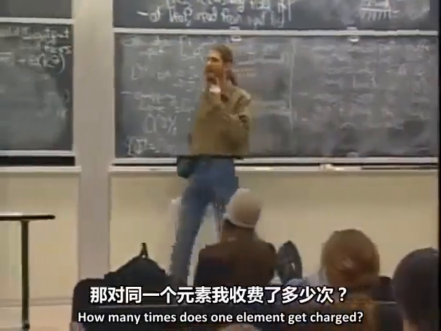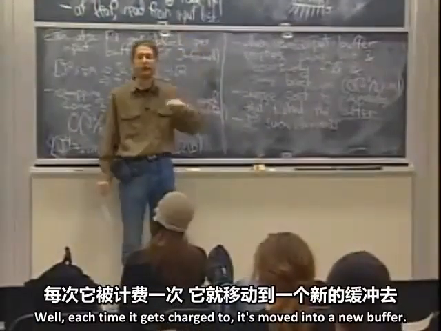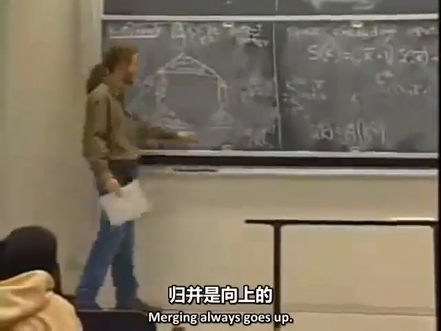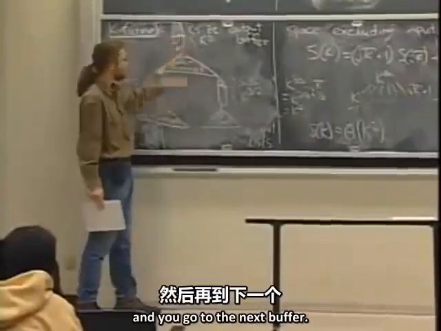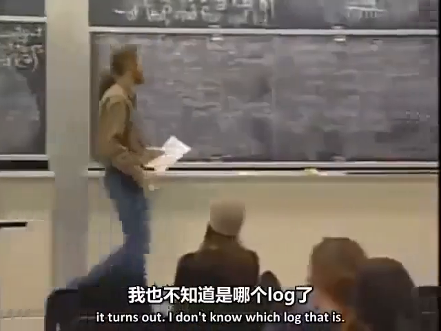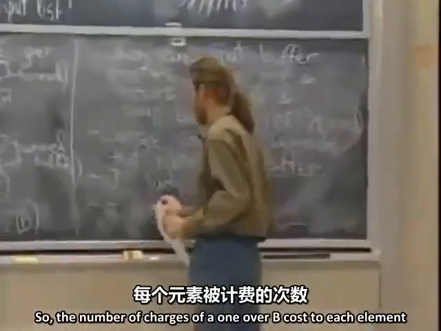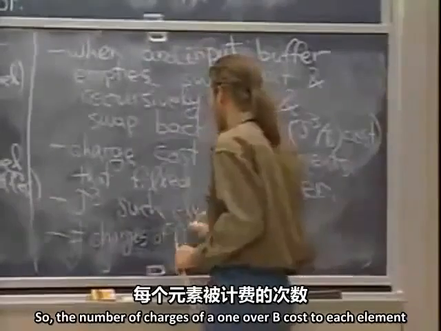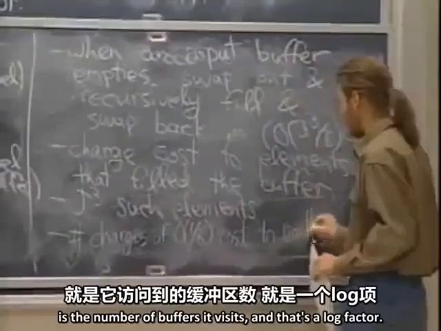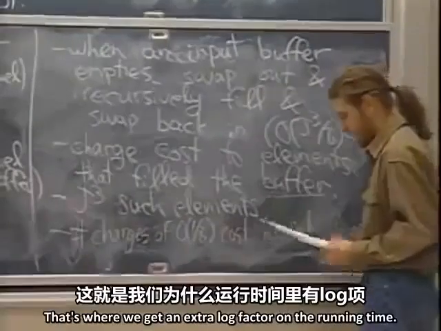How many times does one element get charged? Well, each time it gets charged to, it's moved into a new buffer. How many buffers could it move through? Well, it's going up all the time. Merging always goes up. So we start here, and you go to the next buffer, and the next buffer. The number of buffers you visit is log, it's the right log, it turns out. I don't know which log that is. So the number of charges of a 1 over b cost to each element is the number of buffers it visits, and that's a log factor. That's where we get an extra log factor in the running time.